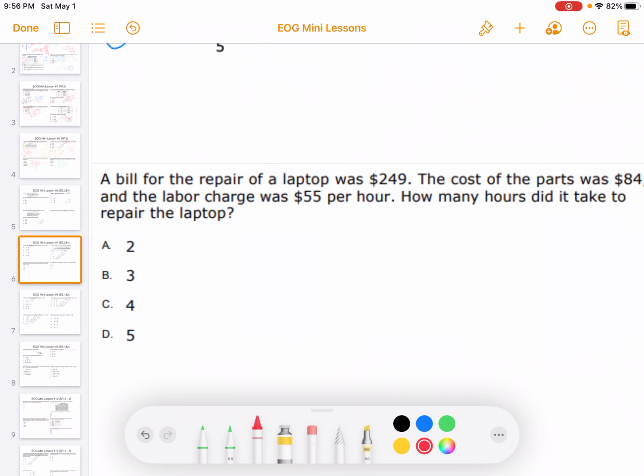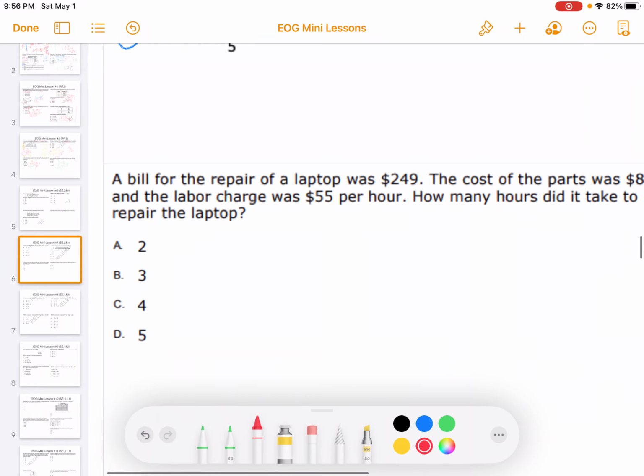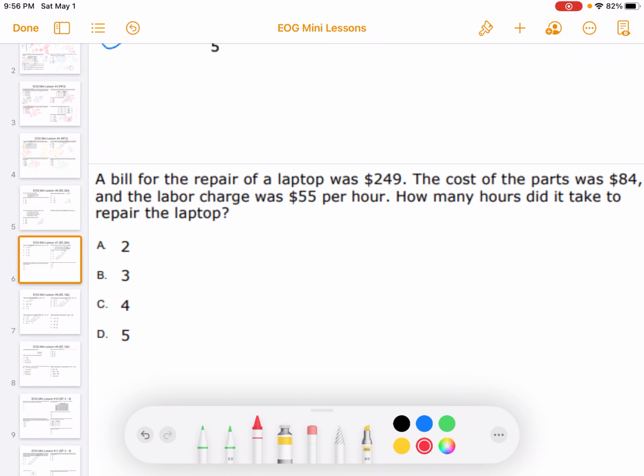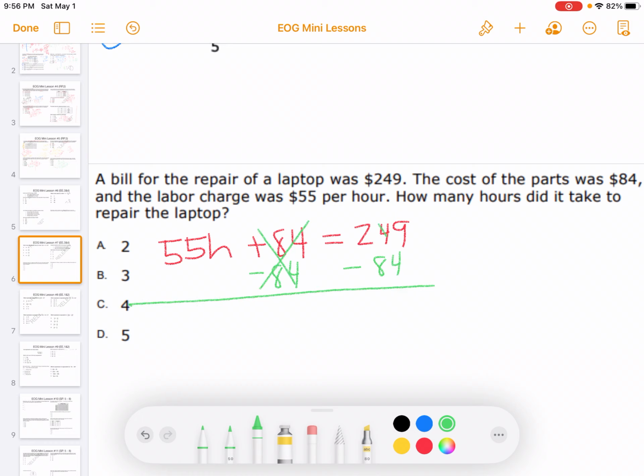A bill for a laptop was $249. The cost of parts was $84, and the labor charge was $55 per hour. How many hours did it take to repair the laptop? So I have 55h plus the $84 for parts. It's a total of $249. I'm going to subtract 84 on each side to create my zero pair.